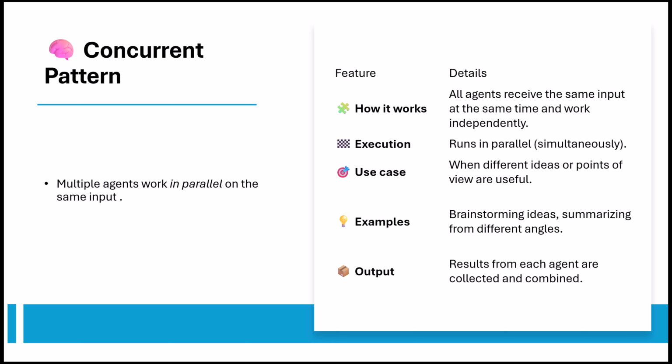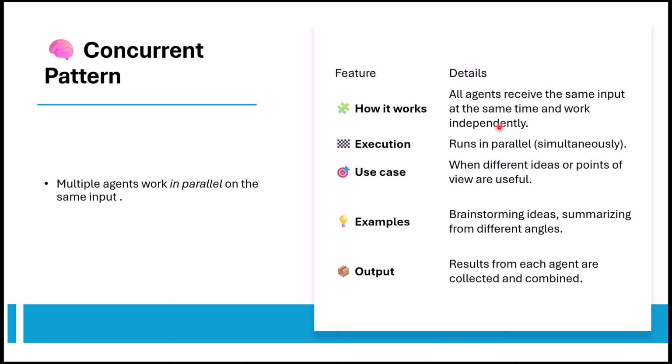So what is the concurrent pattern? In a concurrent pattern, multiple agents work in parallel on the same input. That is how it works: all agents receive the same input at the same time and work independently. So in execution, your same prompt will be executed by different agents in parallel, simultaneously.